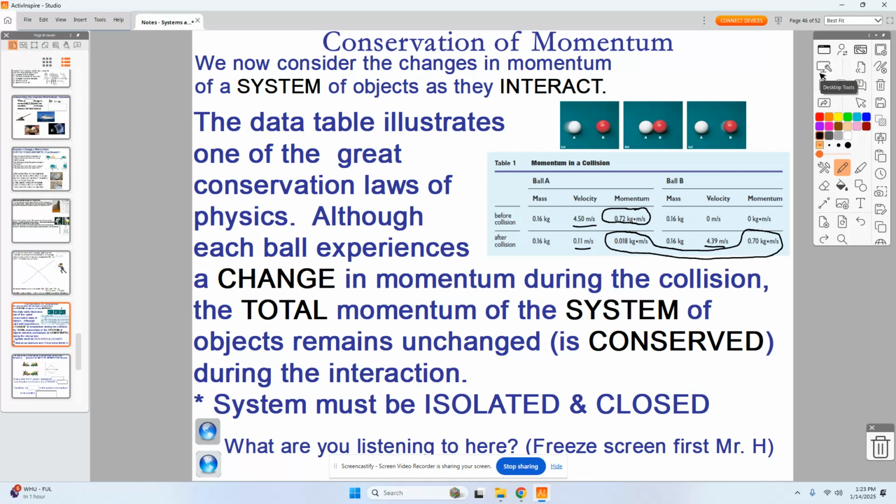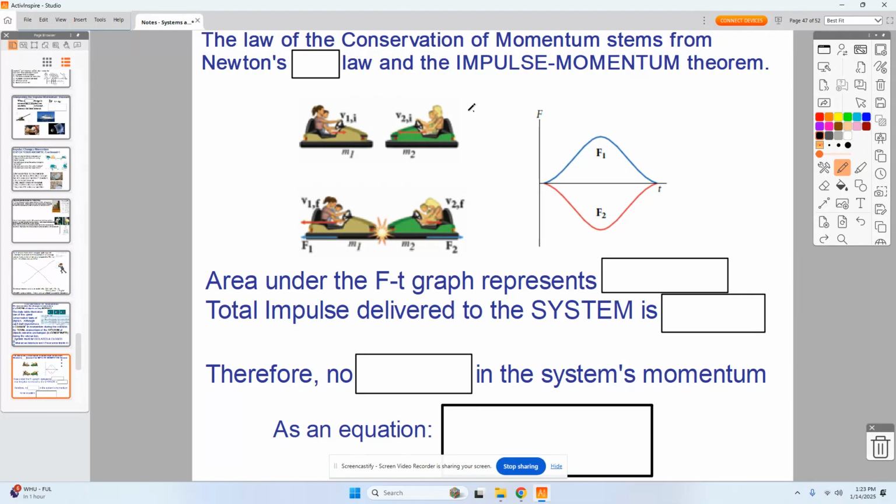So if you're having to watch this video from at home, we just talked a little bit about conservation of momentum. We're going to look at the theory development of this now. And so even if you're having to watch this video from this point on, the theory development is good. The conservation of momentum stems from Newton's third law and the impulse momentum theorem.